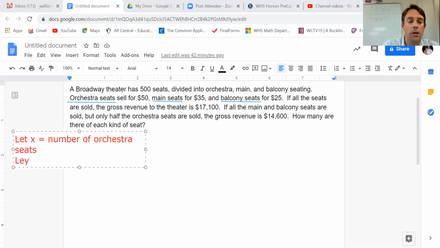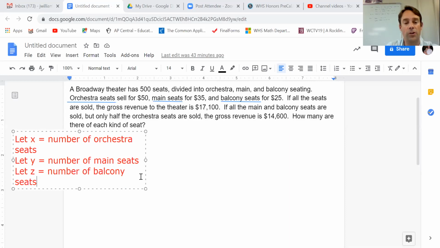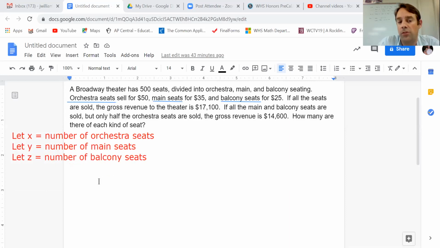Let y equal the number of main seats. And let z be equal to the number of balcony seats. So these aren't in your notes. You're just going to add this into it. I want you to get an idea of what it looks like before we get there and before you do this on your homework.